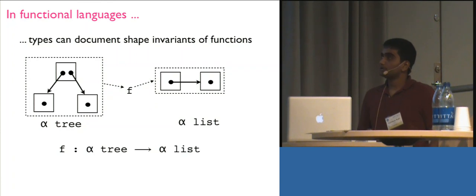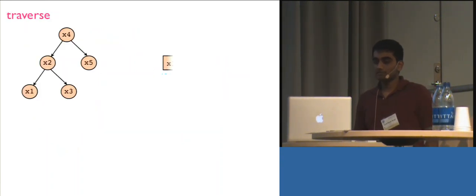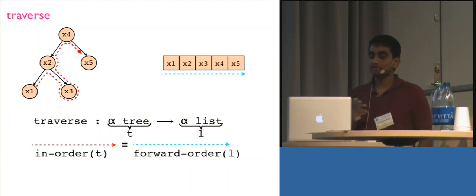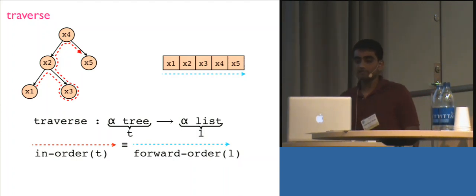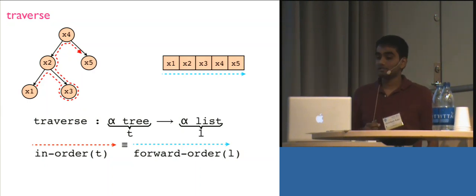However, function f could give stronger shape invariants which are not captured in this simple type of f. For example, f can be a function which traverses a tree and produces a list of elements. Consider a tree that contains elements from x1 to x5. So, f can be a traverse function which visits nodes in the tree from x1 to x5 in the order indicated by the red dotted line. While it visits every node in the tree, it produces a list of elements in the same order as it visits them in the tree. Therefore, the order in which the function visits nodes in the tree is the same as the order in which the nodes appear in the list from left to right.